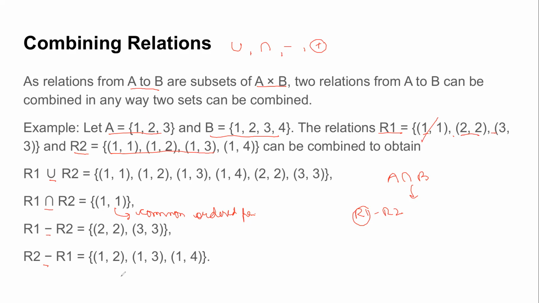Same applies for R2 minus R1, right? So the same logic: the way you applied set operations on the basic sets, the same you can apply on relations also. The only difference is here the elements are ordered pairs. So now can you tell me the last one, R1 symmetric difference R2?